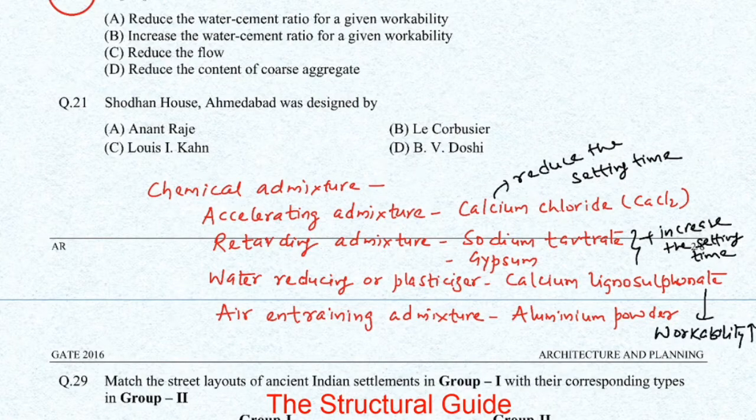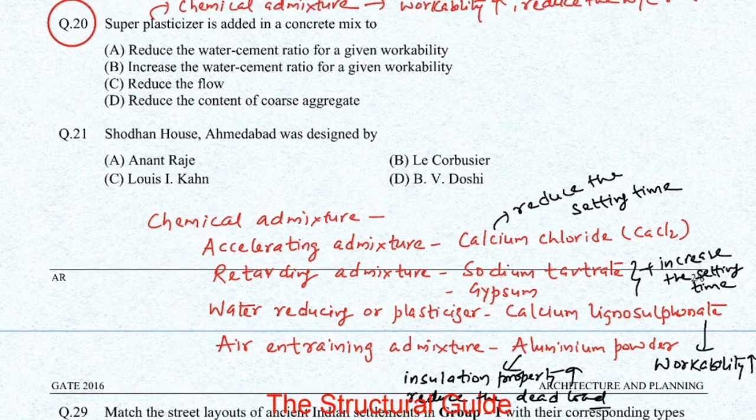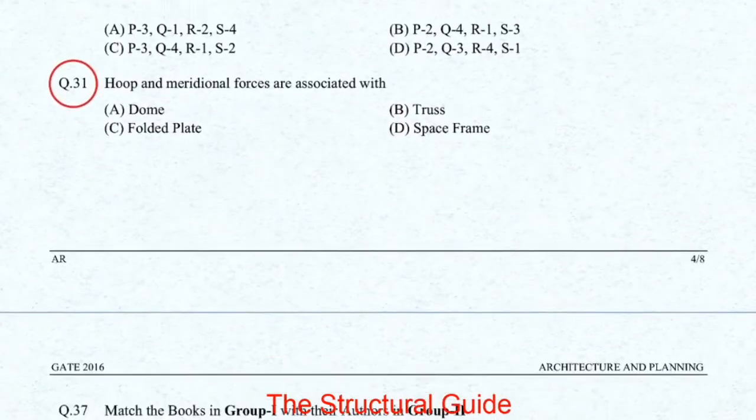Air entraining admixture, that is aluminum powder, is used to enhance the insulation property as well as to reduce the self weight, reduce the dead load, right? So the correct answer for this question, superplasticizer is added in a concrete mix to reduce the water cement ratio for a given workability. Let's move to the next question.